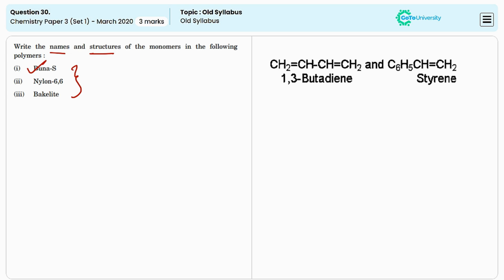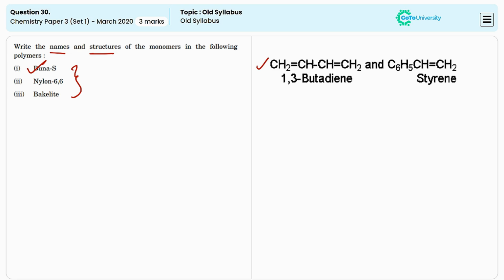It is known for its good balance of flexibility, durability, and water resistance. They are widely used in the manufacture of tires, footwear, and various industrial products due to its resilience and processing ease. And the structures of these monomers are given here.